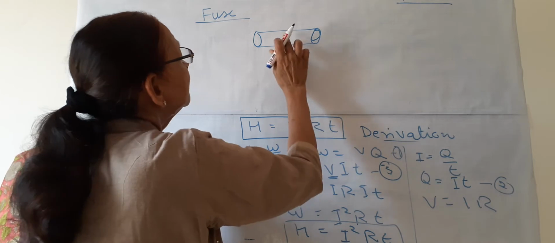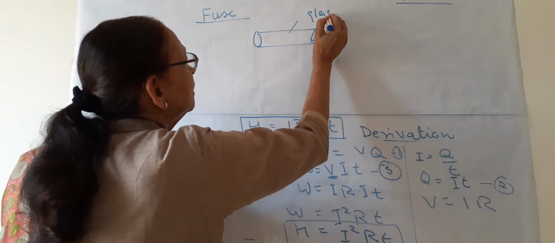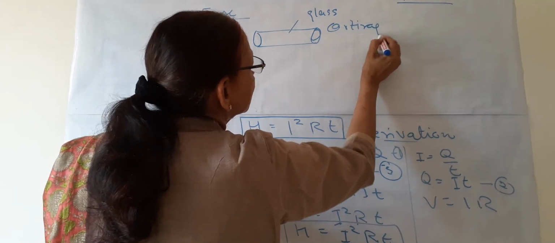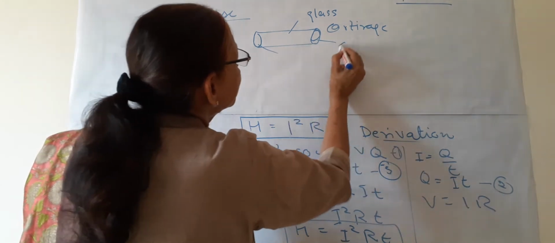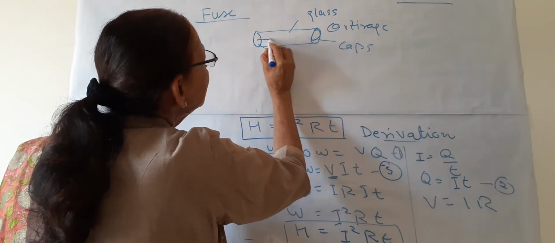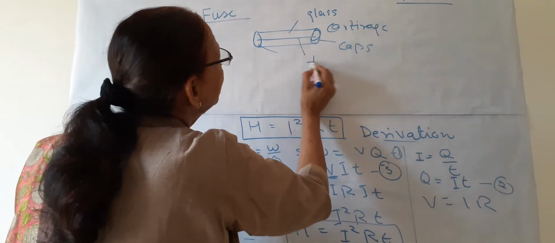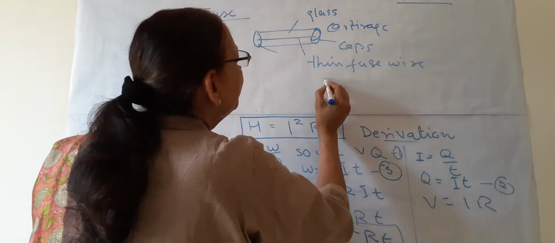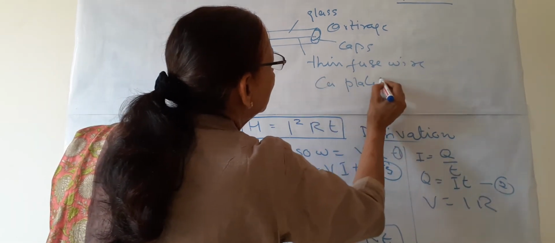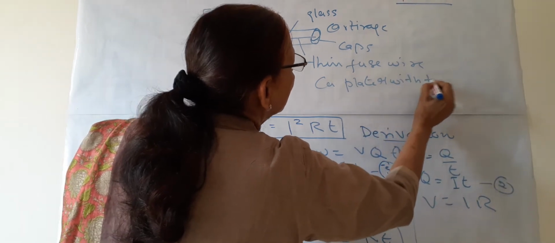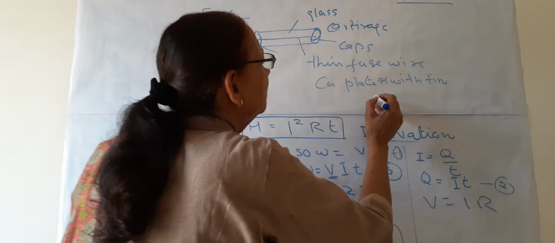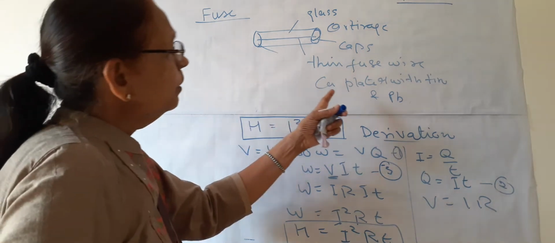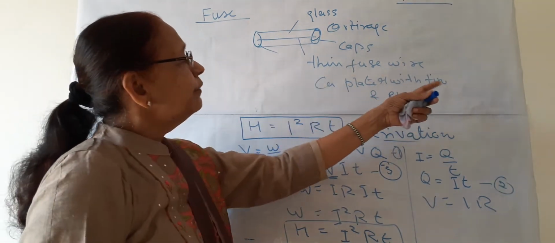It is like this. It is a glass cartridge. These are two metal caps, and in between these metal caps a thin fuse wire is there, and this wire is made up of copper plated with tin, the metal tin, and sometimes lead can also be mixed to make the fuse wire. So this copper is plated with tin.